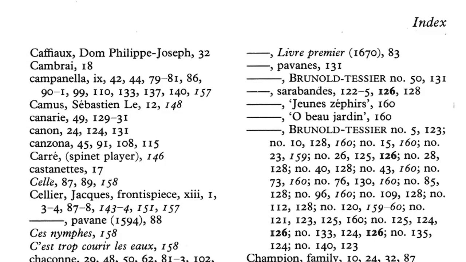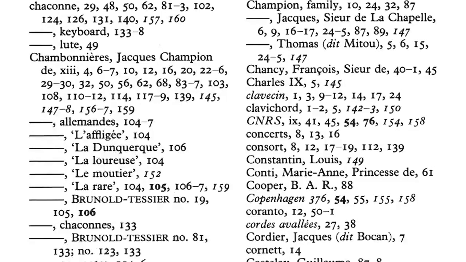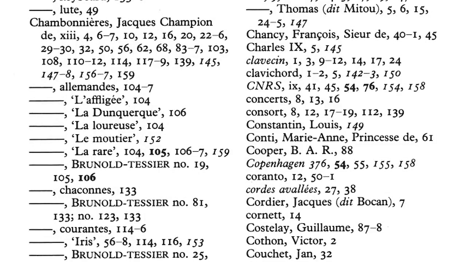Finally, we come to the index, a 9-page general index of names, places, topics, and so on, with sub-entries for individual pieces under entries for their composers.